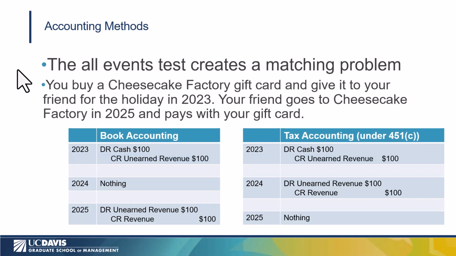Okay. So now we go back through and say, you know what, we're going to do the deferral system and hopefully get a better answer than we did under the all events test. So book accounting is the same. Now let's look at the tax accounting under 451(c). Well, sure enough, we debit cash and we get to credit unearned revenue, just like we did for book purposes. However, remember, I can only defer up through the end of the subsequent year. So that means by the end of 2024, whether that gift card has been presented or not, I need to debit unearned revenue and go ahead and recognize the income for tax purposes. Again, not for book purposes, but for tax purposes.